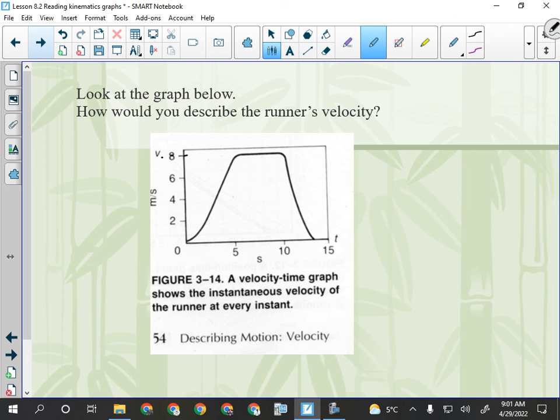Now, just to give you an idea, this room is maybe 15 meters wide. Can you imagine somebody going fast enough that they travel the entire length of this classroom in 1 second? Actually, I think it's like 10 meters wide. So this would be like this room, the hallway, and partway into the chem lab. 1 second.